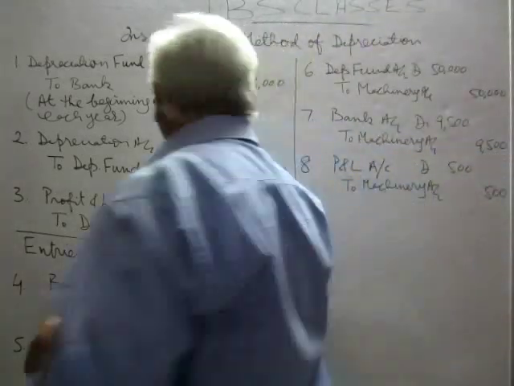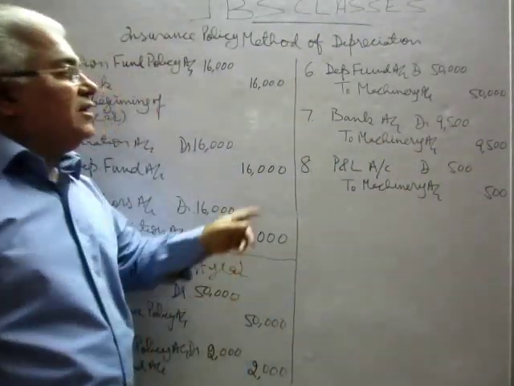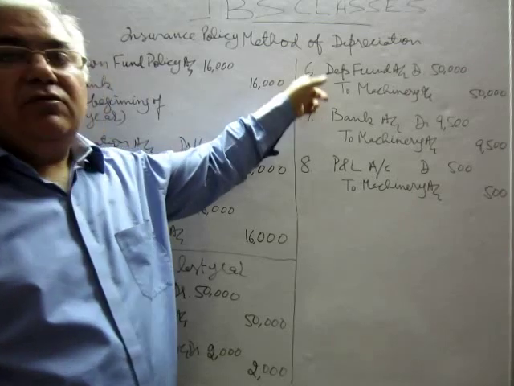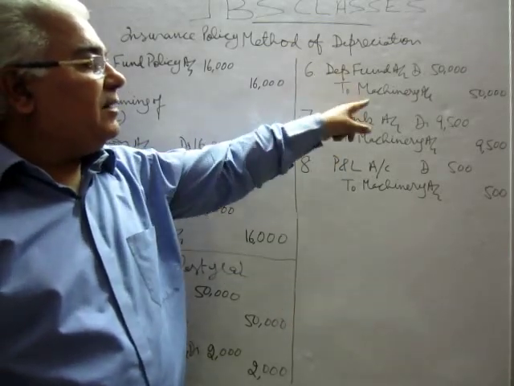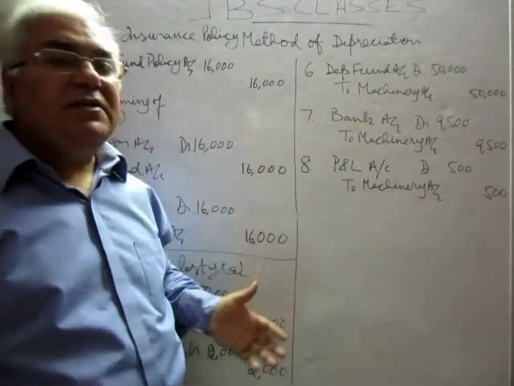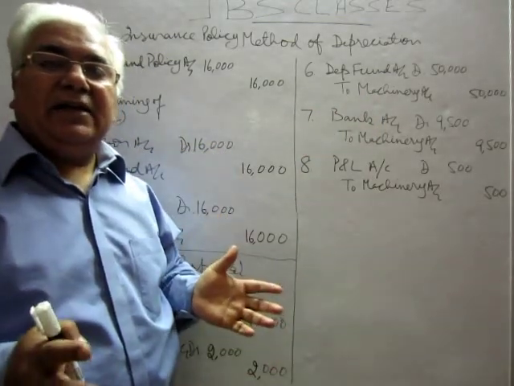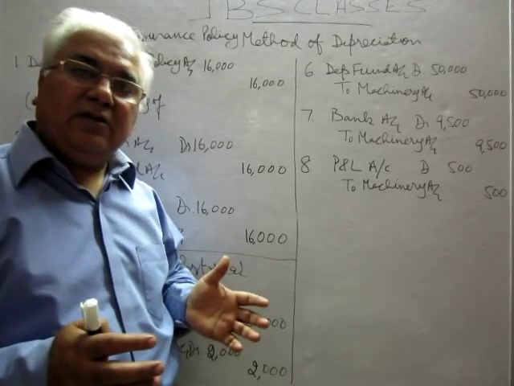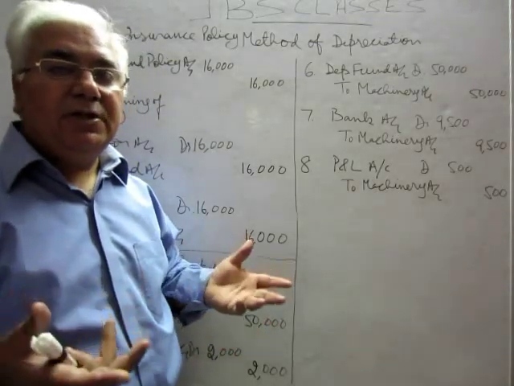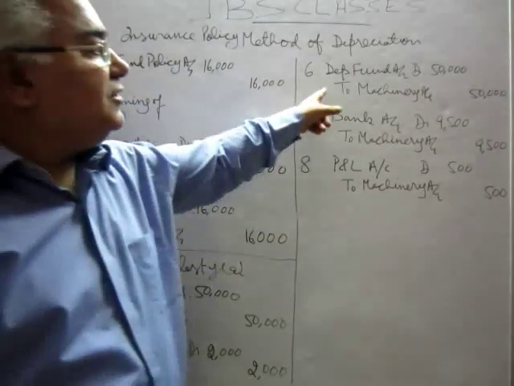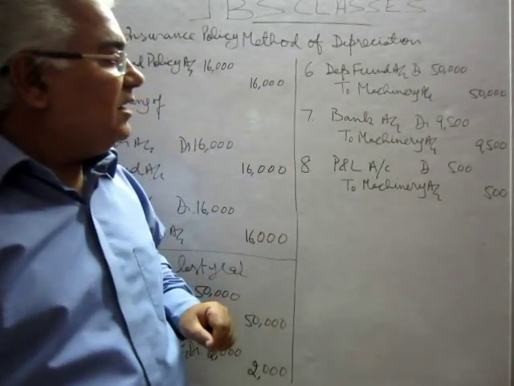Having done this, now we move on to transferring the depreciation fund to machinery account. For that, the entry is depreciation fund account debited to machinery account. That means whatever is lying at the credit of depreciation fund account was meant for creating money for buying a new machinery. Hence, this is being shifted to machinery account.